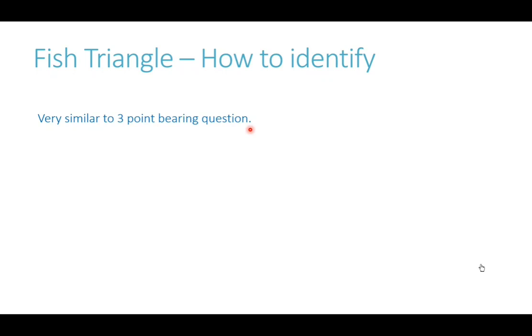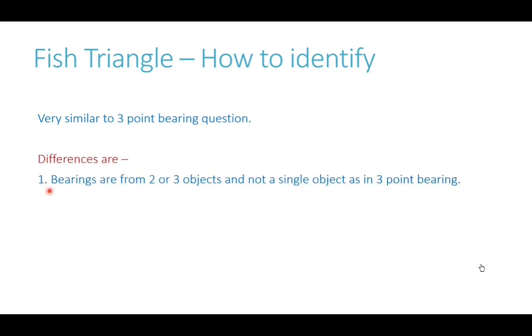That helps you to easily identify the fish triangle from a 3-point bearing question. If all the bearings are given from a single point, the 3-point bearing method is to be used. If bearings are given from different points, usually it will be a fish triangle question. So this is what we have discussed just now. The bearings are from two or three different objects and not a single object as in the 3-point bearing.